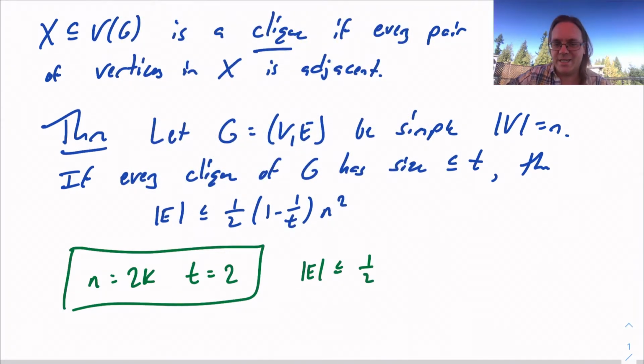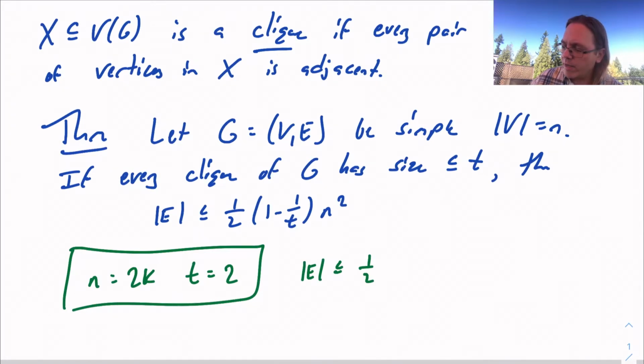1 over t, 1/2 times 1 minus 1 over t times n squared. Sorry, this would be total nonsense here otherwise. The previous formula was wrong. This formula is now correct. So the number of edges is always at most 1/2 times the quantity 1 minus 1 over t, times n squared. So let's plug this in for when n is 2k and t is 2.